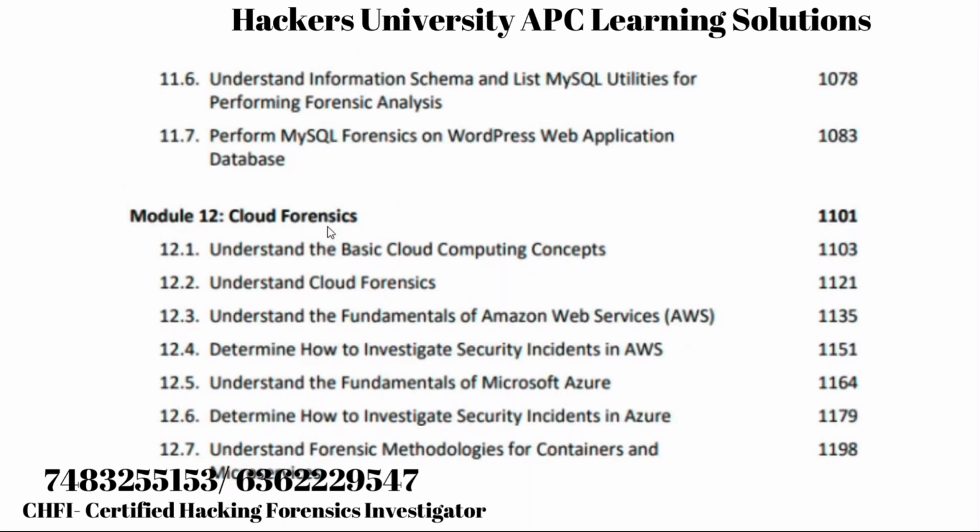And then comes cloud forensics. There are major cloud service providers like Amazon Web Services and Microsoft Azure. We will cover a little bit of cloud forensics here so that we are competent and have those skills. So determine how to investigate a security incident in AWS, understand the fundamentals of Microsoft Azure, and determine how we can investigate using different methodologies in containers and microservices as well.